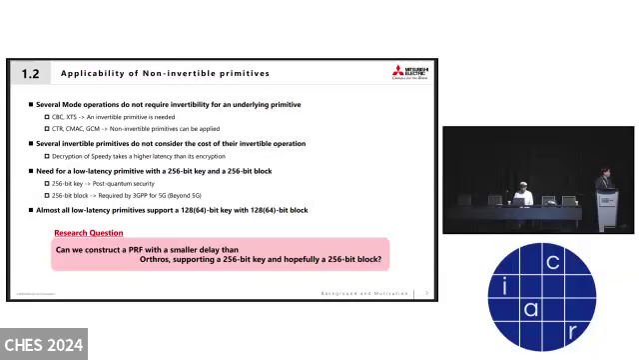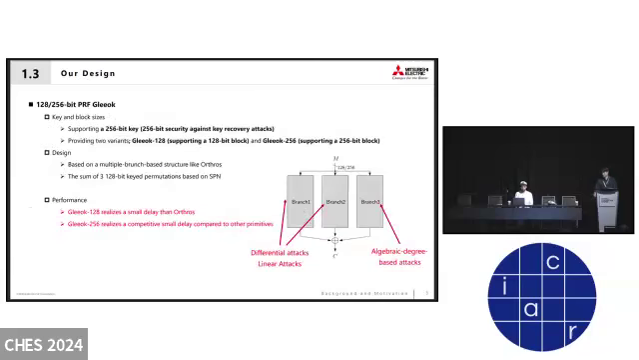Therefore, our research question is, can we construct a PRF with a smaller delay than Orthros, supporting a 256-bit key and hopefully a 256-bit block? As the answer to this question, we propose the low latency PRF GRIOC. GRIOC has 2 variants. One variant is GRIOC 128, which supports a 128-bit block with 256-bit keys. And the other variant is GRIOC 256, which supports 256-bit blocks and 256-bit keys.